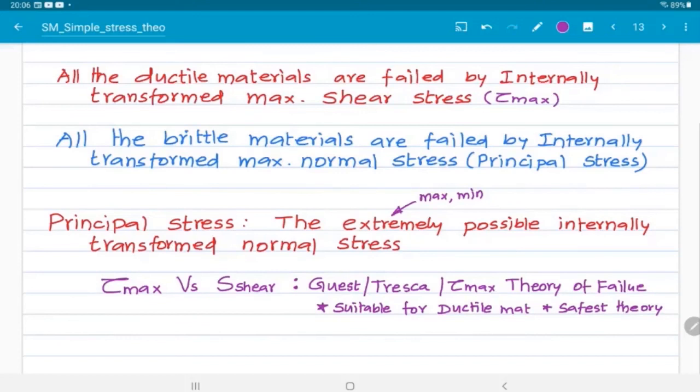Right. Next, sigma 1 versus tensile strength or normal strength, right? This theory is called the Rankine theory of failure. Rankine theory of failure. Right. It is suitable for brittle material.